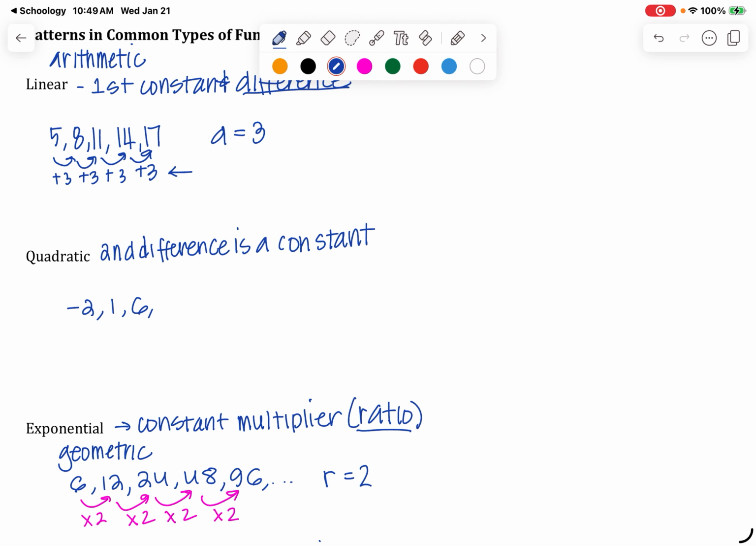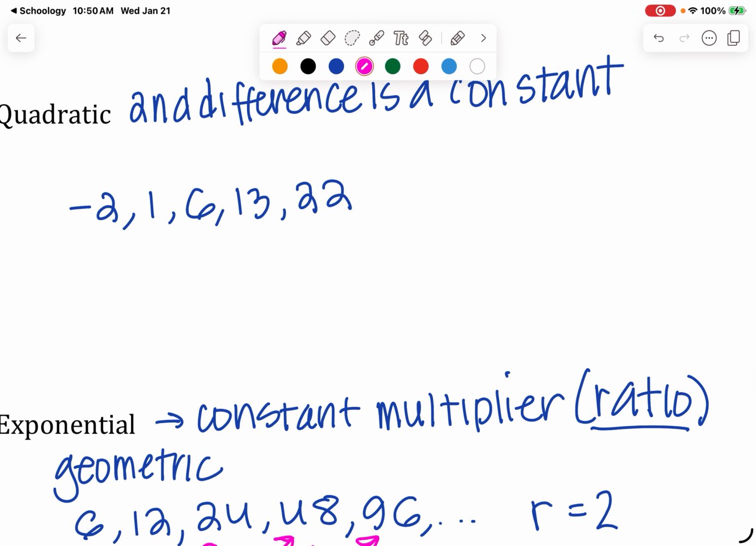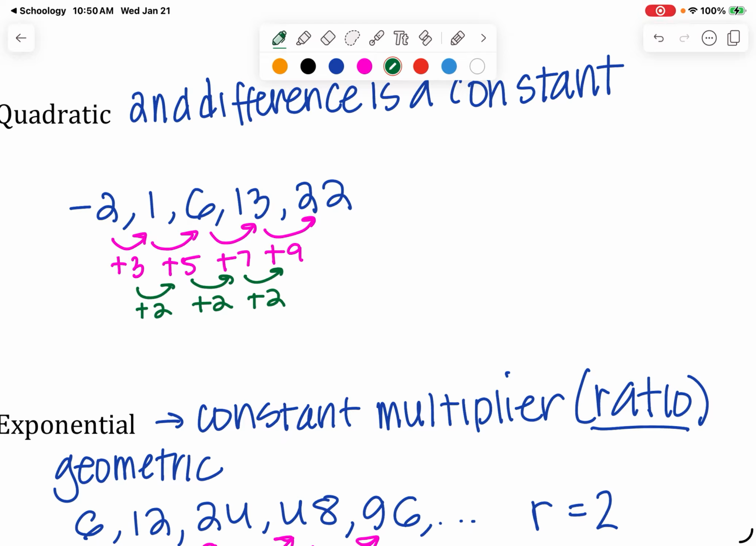-2, 1, 6, and I'm copying this down from something that I already did. I'm not just randomly pulling these numbers out of thin air. All right, so if I look for a first difference here, this is plus 3, this is plus 5, this is plus 7, and this is plus 9. So now I have another pattern, and if you look here, this is plus 2, plus 2, plus 2. So this is a constant second difference.